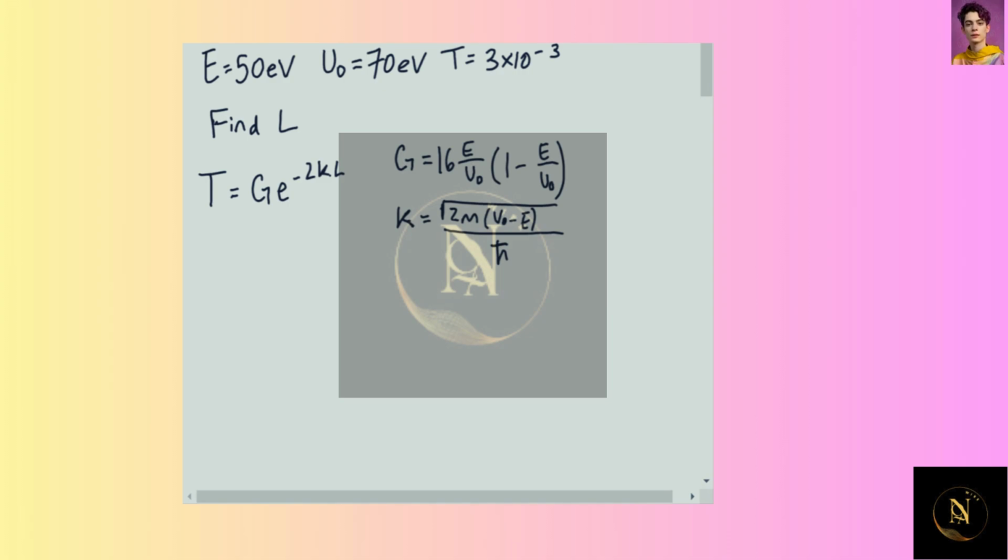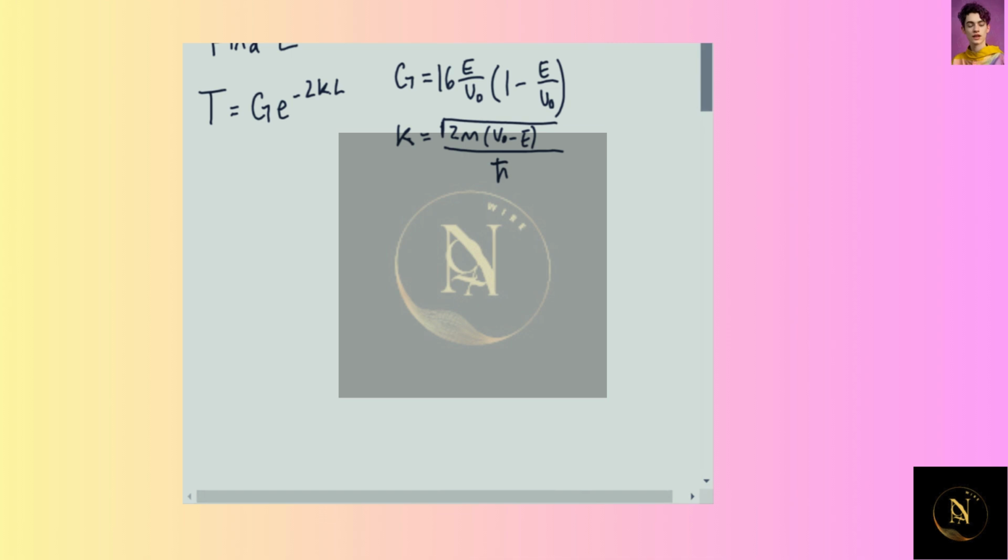So now we can go ahead and manipulate our equation, T equals G e to the negative 2kL. We want to solve for L. In order to do that, we divide the left and right by G. So we get T over G equals e to the negative 2kL. Now, in order to get rid of this negative exponent, we can flip around G and T. So now we have G over T equals e to the positive 2kL.